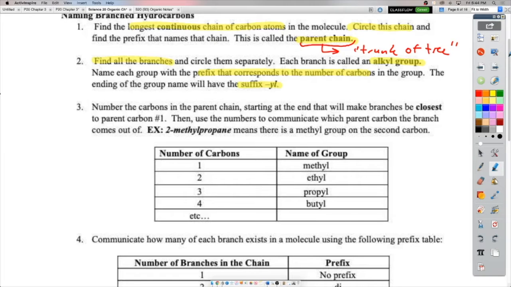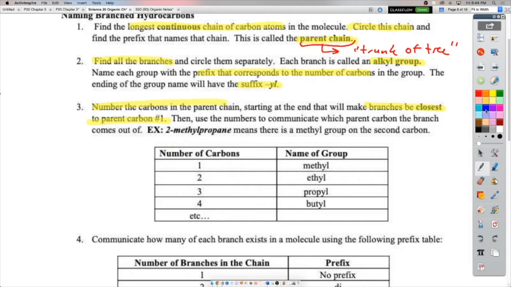Okay, then, again, just like before, we number the carbons in the parent chain, starting at the end that will make branches be closest to parent carbon number one. So like we did with our double and triple bonds, we have to say where the branches are, which carbon they are on, okay? And just like with the double and triple bonds, we have to give it the lowest number that we can, okay? So always number your parent chain from the end that will make the branches be the lowest, okay?